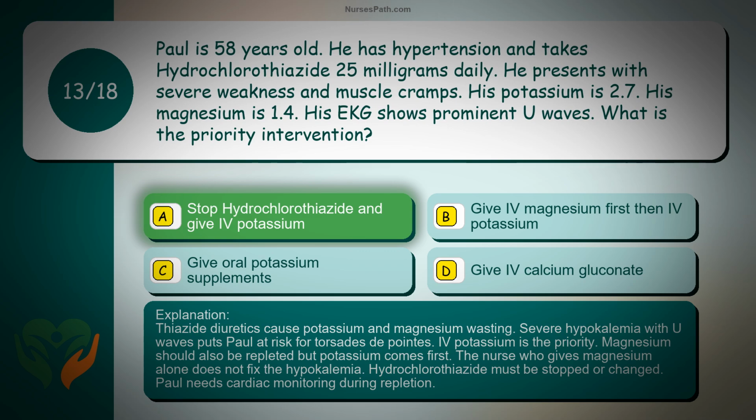The nurse who gives magnesium alone does not fix the hypokalemia. Hydrochlorothiazide must be stopped or changed. Paul needs cardiac monitoring during repletion.